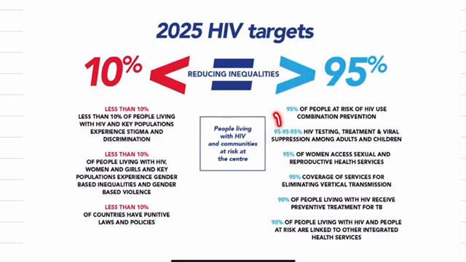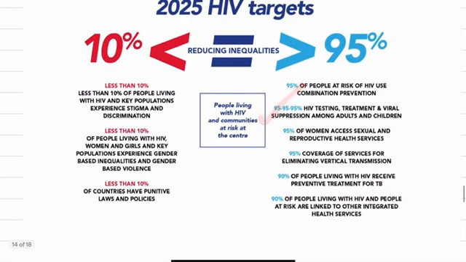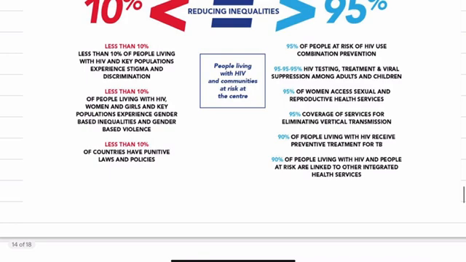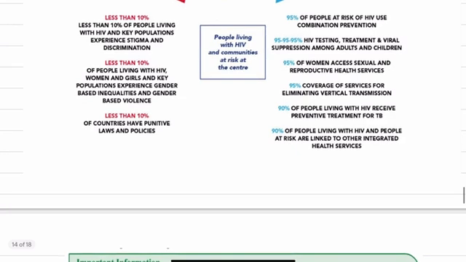What do we have to do? More than 95% of people at risk of HIV use combination prevention. We always say that if we are using a protective measure during intercourse, you always have to do double prevention, either condom or something else. The 95 strategy, you all know: 95% HIV tested, 95% on treatment, and 95% among those viral suppressed. 95% of women access sexual and reproductive health services, and 95% coverage of services for limiting vertical transmission. These are the 95s.